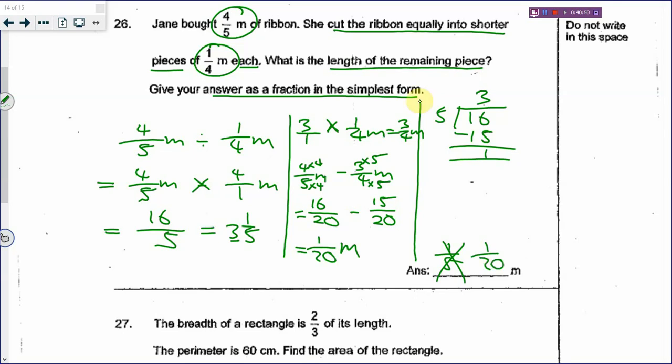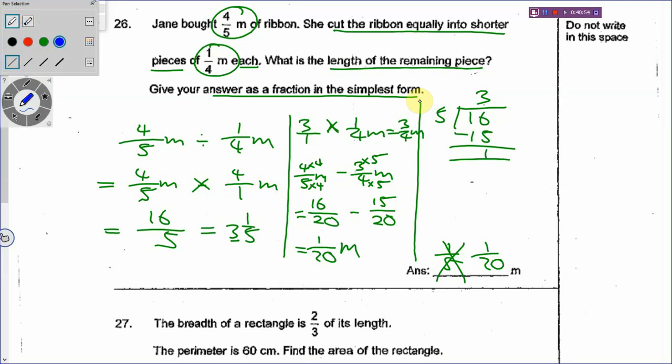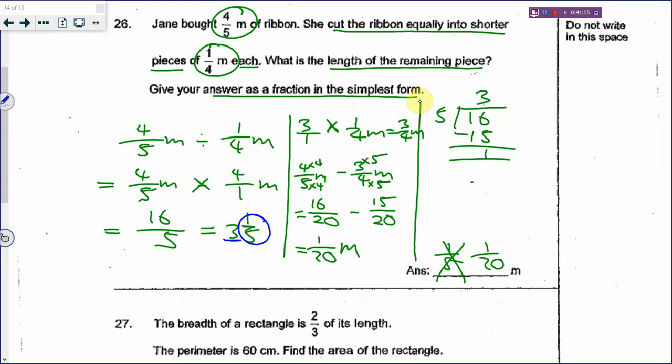So don't get tricked. Don't get tricked when you divide and you start to look at this. This is not the leftover. You have to take how many pieces times how long is one piece, and after that you have to minus. Take the ribbon at first and minus how long you use to get the leftover. Okay, let's go to 27.